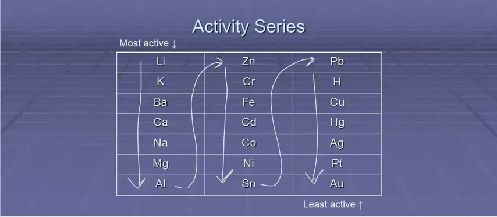Now for the test, you don't have to memorize the activity series. I do want you to know the three most active, lithium, potassium, and barium. They will replace everything. And the three least active. So that's all I need you to know for the test. On the homework, you may be asked about any of these metals. You'll notice hydrogen is in the activity series, even though it's not a metal.